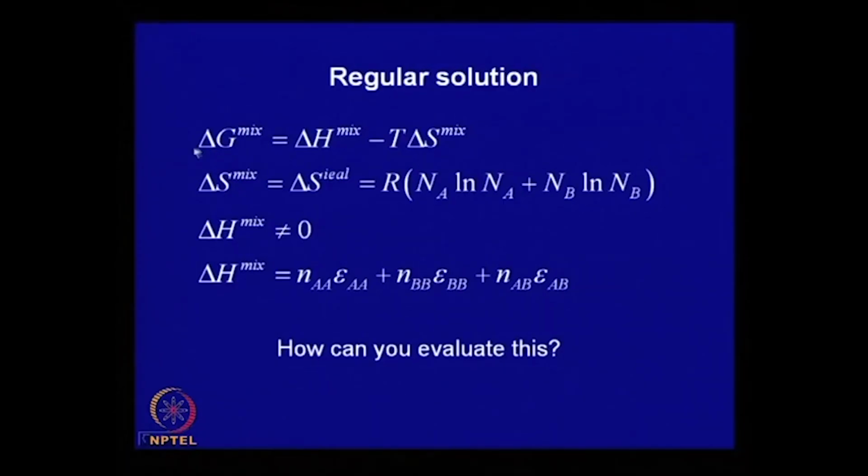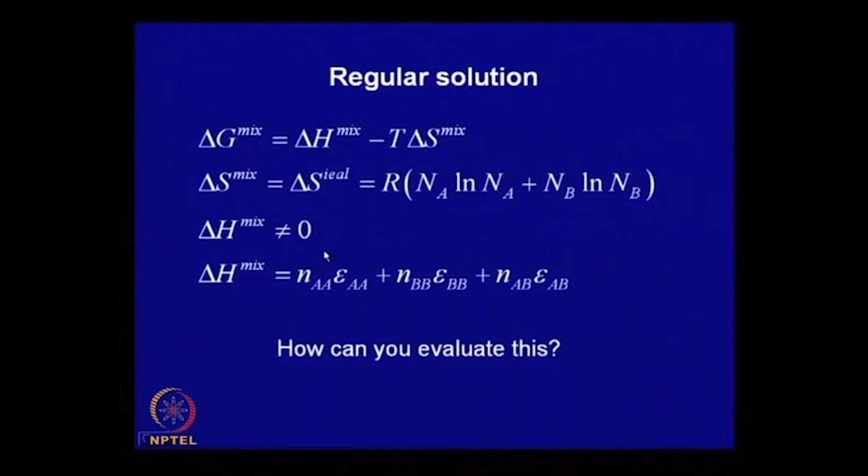This is the general expression for free energy of mixing. You have an enthalpy term, you have an entropy term, T delta S is the entropy. And for a regular solution, the assumption is the entropy of mixing is the same as the entropy of mixing in an ideal solution. This is an ideal solution, there is a mistake here, correct, ideal solution. And let us assume that in this case the enthalpy of mixing is not 0, either it is positive or negative, it is either endothermic or exothermic.